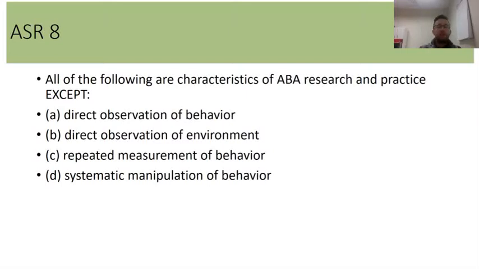All of the following are characteristics of ABA research and practice, except A, direct observation of behavior, B, direct observation of environment, C, repeated measurement of behavior, or D, systematic manipulation of behavior. A couple more seconds. All right, I'll close the poll. And the answer here is D, systematic manipulation of behavior. That's not a characteristic of ABA research or practice. We systematically manipulate the environment, and by doing so, we predict and control behavior, but we don't systematically manipulate behavior.